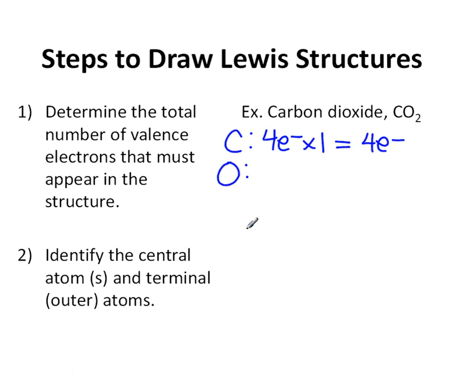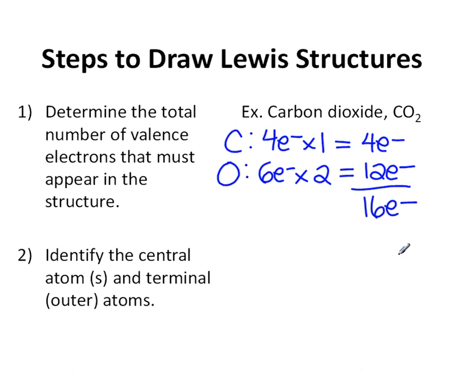Then I'm going to do the same thing for oxygen. Oxygen on the periodic table is in group 6, so it has 6 valence electrons. This time, though, there are 2 oxygen atoms, so I need to multiply by 2, and all of the oxygens give me 12 valence electrons. I add them together, and I get a total of 16 valence electrons. So when I draw my diagram, I need to make sure I can count 16 electrons in the bonds and lone pairs.